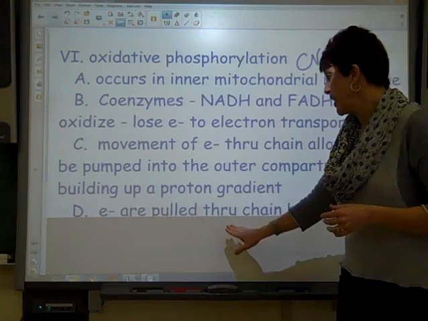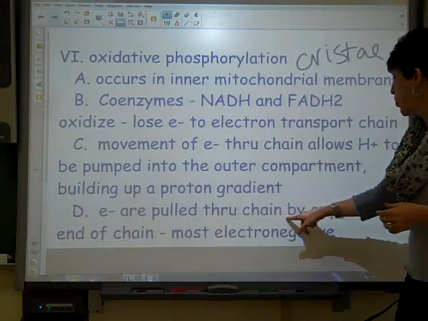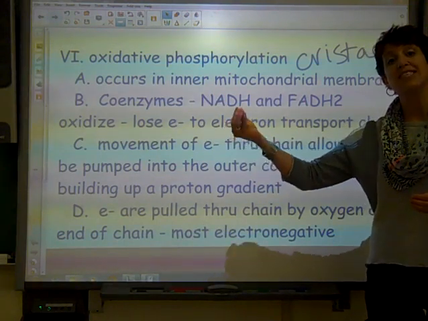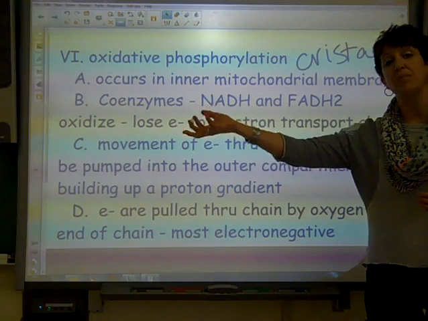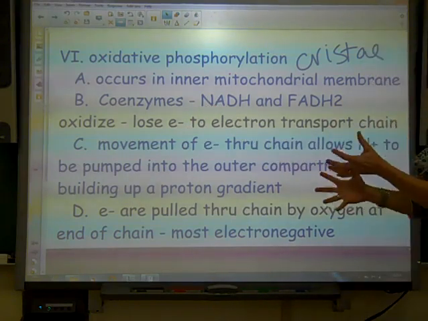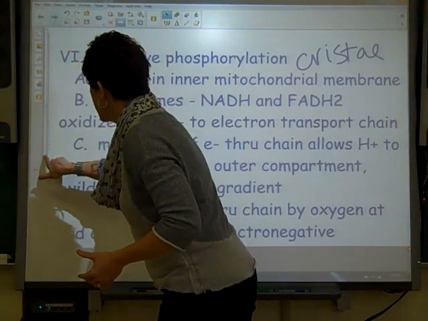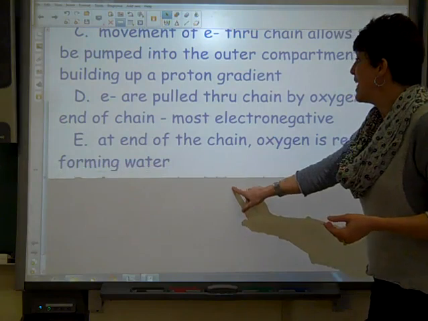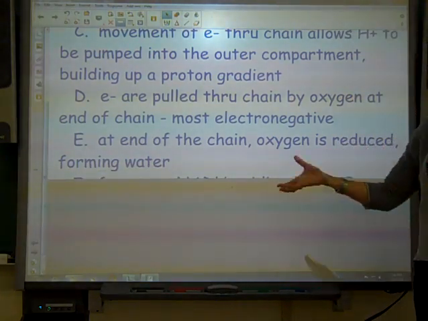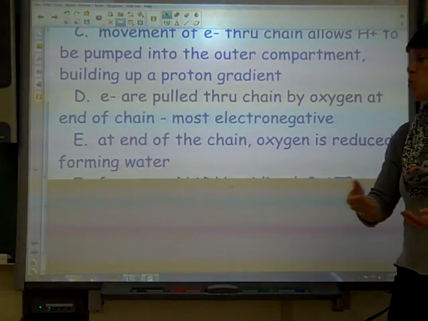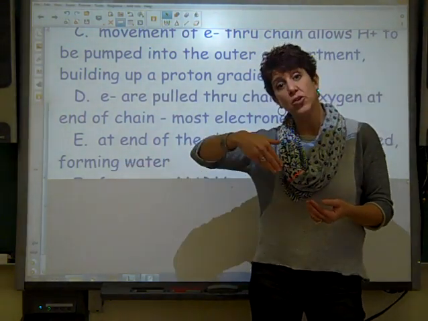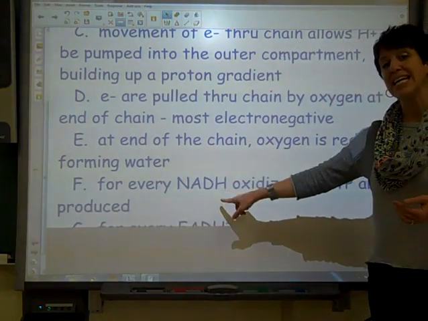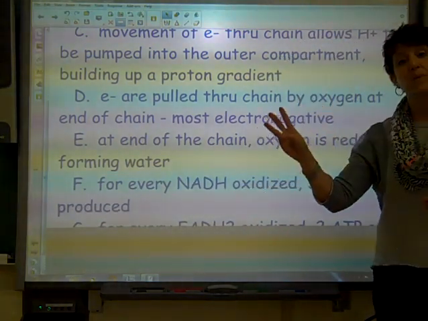That builds up my proton gradient, and now the electrons are pulled through the chain by oxygen. At the end of the electron transport chain, there's oxygen. Very electronegative, very able to attract electrons to it, pulling those electrons, which is another reason why you have to have oxygen to do this aerobic step. At the end of the chain, oxygen gets reduced, so it gains the electrons and it forms water. So we formed carbon dioxide in the Krebs cycle. Here's the water part. Then, for every NADH that gets oxidized, 3 ATP are produced.